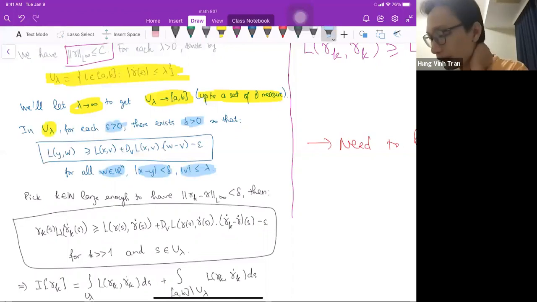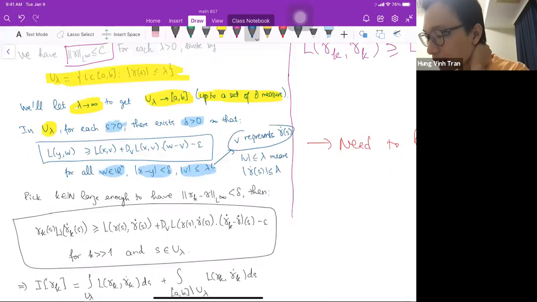Remember that v represents gamma dot s, so v less than lambda means that gamma dot is less than or equal to lambda.